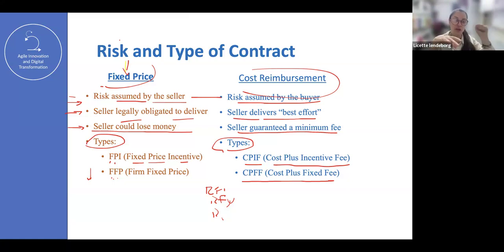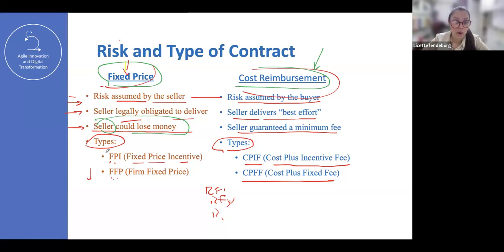The foundational payment, the 23 hours plus the cost in addition. So that's it. For the exam, this is the difference that we need to keep in mind: for the fixed price, the seller can lose money. For the cost reimbursement, it's the buyer who's taking the risk. That's it. No more than that.